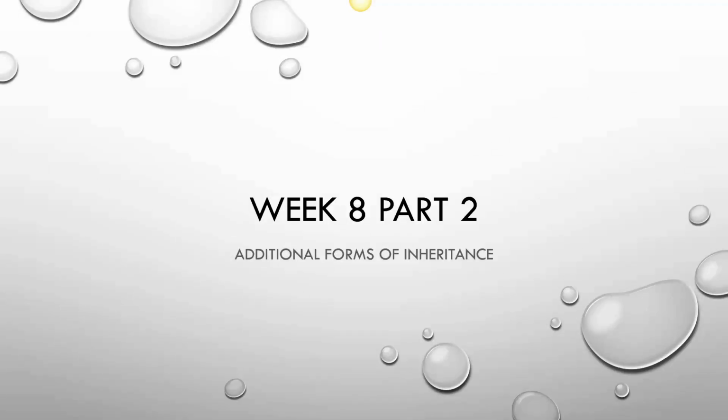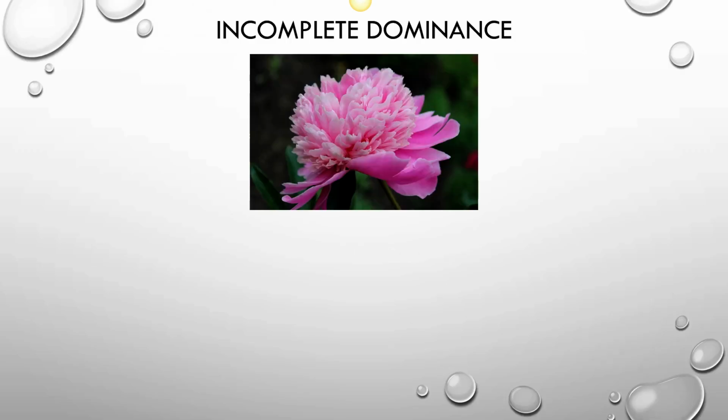Okay, so now we're going to talk about additional forms of inheritance. What we just went through was the most standard, just dominant-recessive inheritance, and how to create a Punnett square in order to express that. Now, incomplete dominance is when the dominant allele fails to completely mask the effects of the recessive allele. One of the best examples of incomplete dominance is this pink flower here.